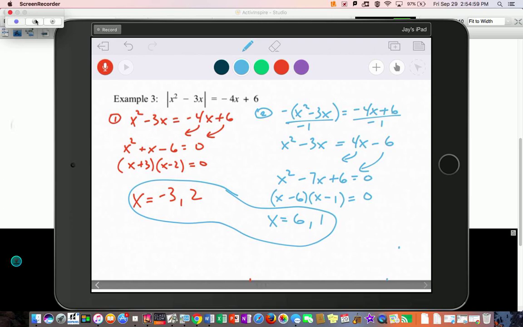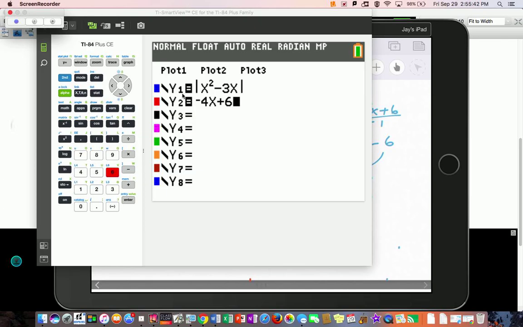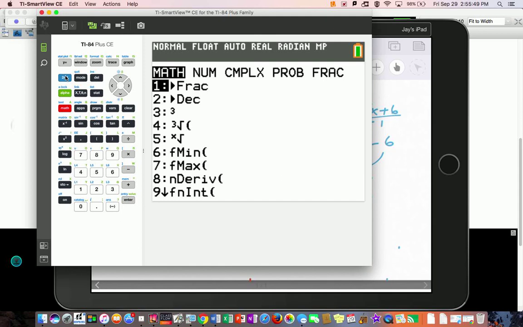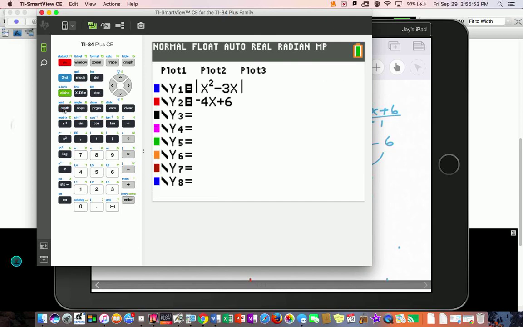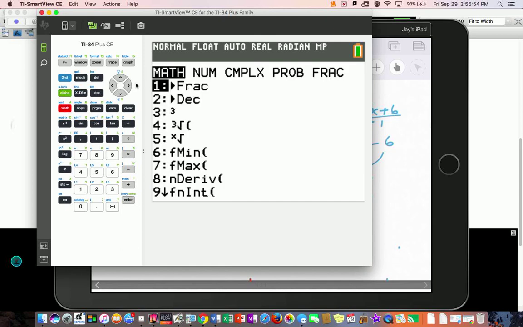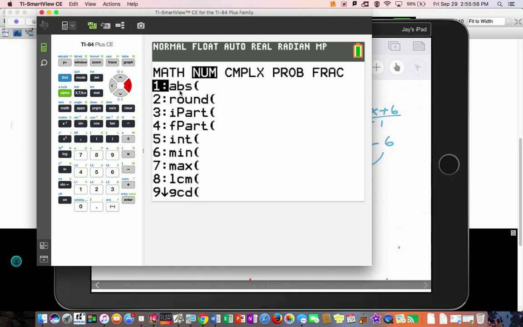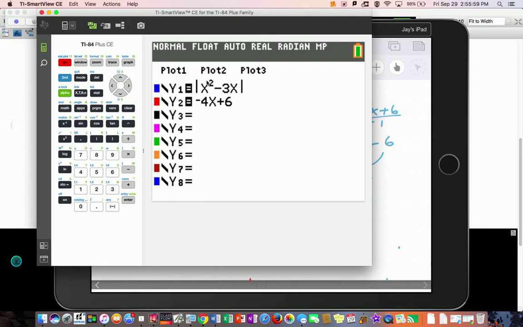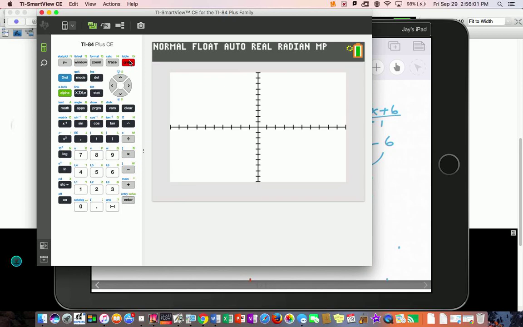So this is what it would look like. I've typed my two functions in, and remember on absolute value, you have to hit the math button, then slide over to number, and there's absolute value, and on my calculator it puts absolute value bars. So if I graph this, absolute value wants to go below, but because the absolute value has to pop back up. And so what you're seeing is there's only one answer here, and there will be one up here. So two of my answers don't work.